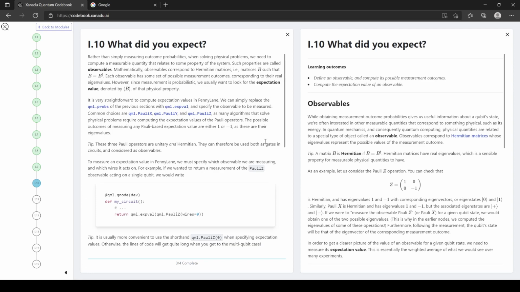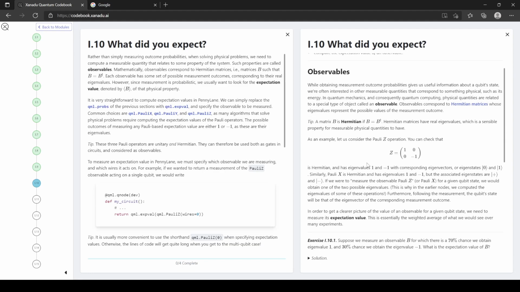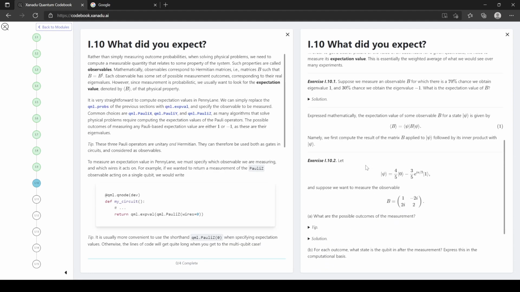So we have Introduction 10. Maybe, hopefully soon we can get done with the introductions. I'm going through these a lot slower than I thought I would. So it looks like we're just talking about expectation values, which we've seen before in the VQE, this exact sort of operation where we're minimizing the expectation value of the Hamiltonian is what we see there.